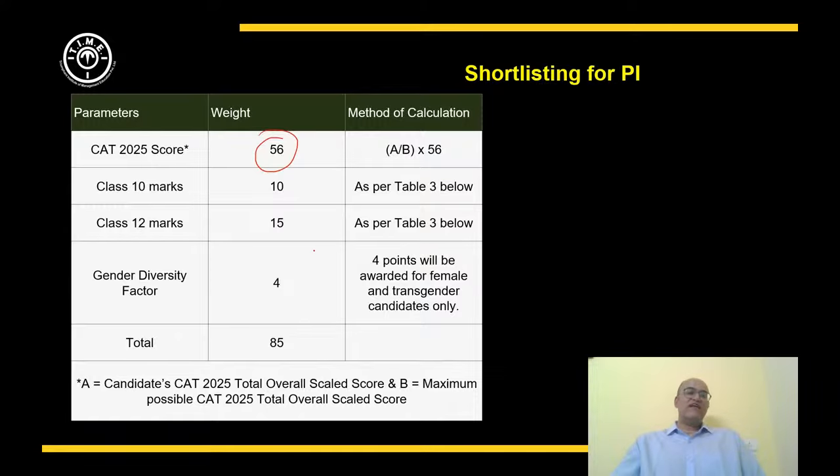Then 10th class weightage will be 10 marks. 12th class performance plays a major role. It will have 15 marks weightage. Gender diversity, again for girls and transgenders, will be 4%. So it will be out of 85, it will not be out of 100. Keep that in mind. Now, here, certain number of people will be shortlisted under each of the reservation categories, and these people will undergo essay writing and interviews. Now, once essay writing and interviews are done, that's when the final selection of candidates will take place.